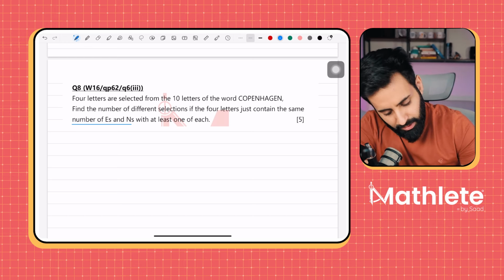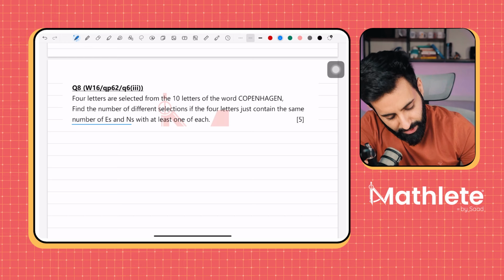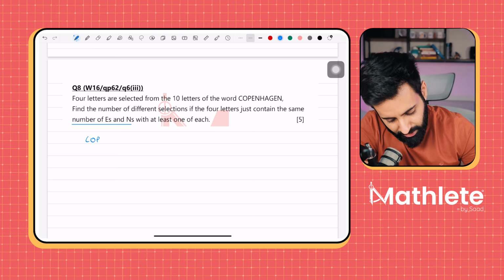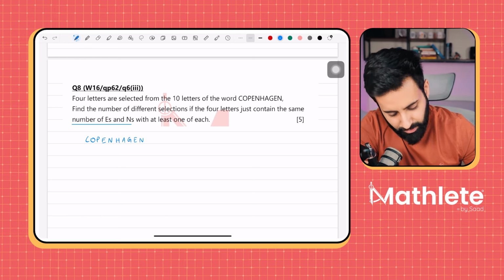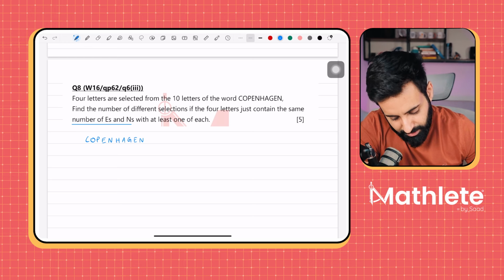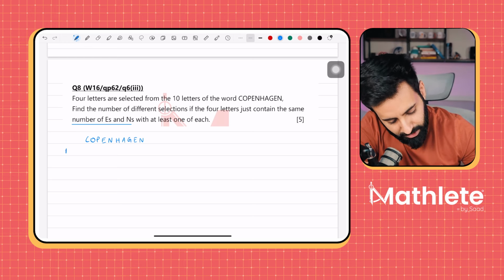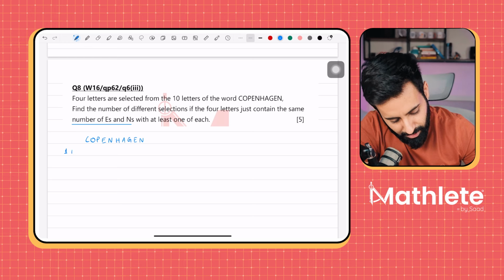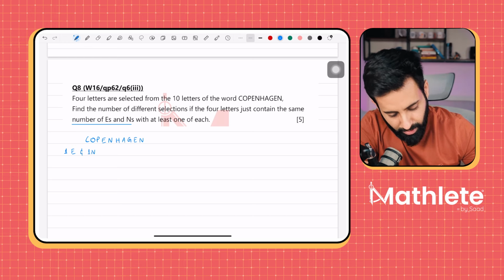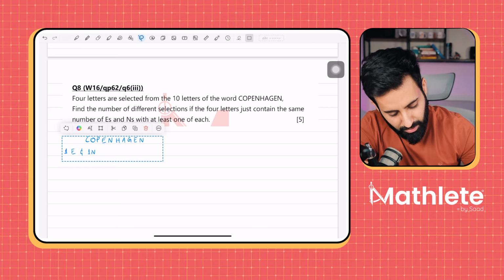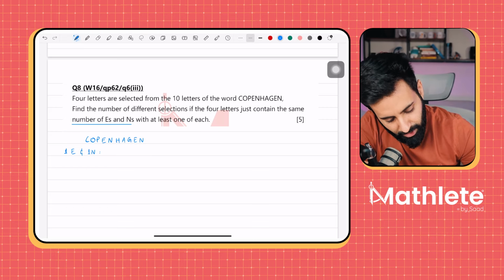All right, so once again, we're selecting 4 letters. Let's write down the word. That's the standard procedure. Copenhagen. Okay, so we've got to have the same number of E's and the same number of N's. So an obvious way to start is to make sure that we select one of each. We select one E and we select one N. Now, I would like to copy this so I can use it again and again. So one N and one E.